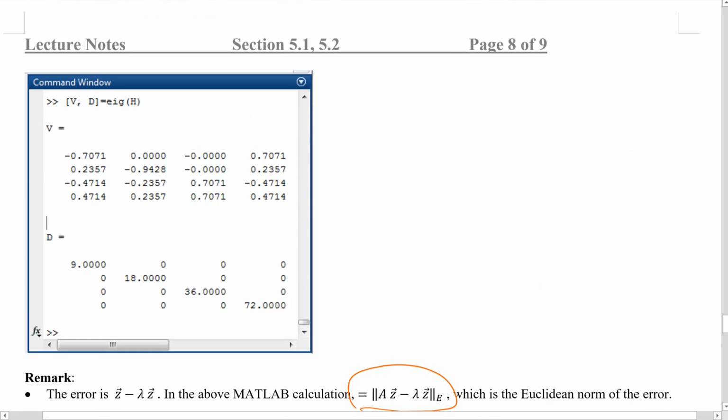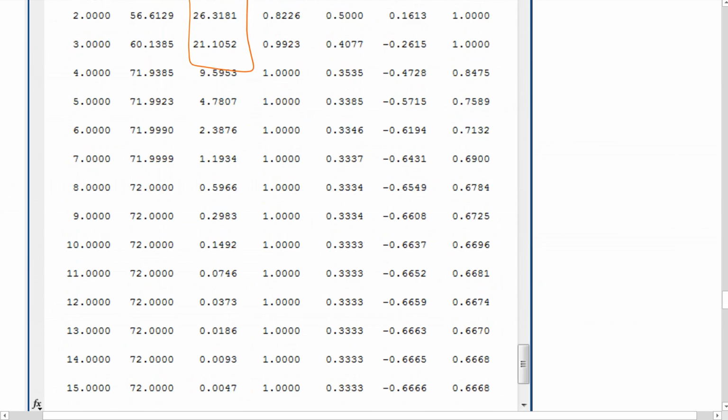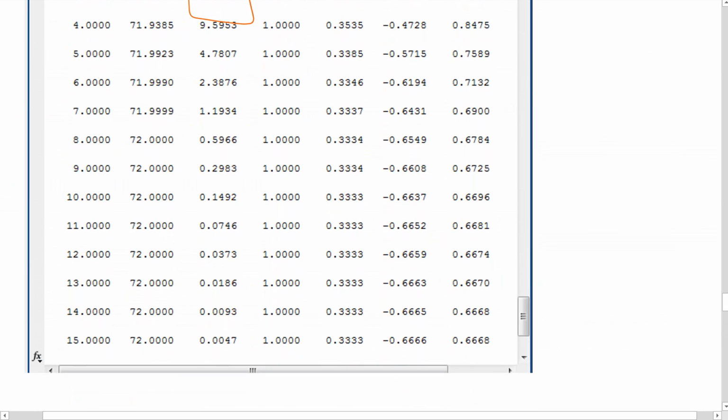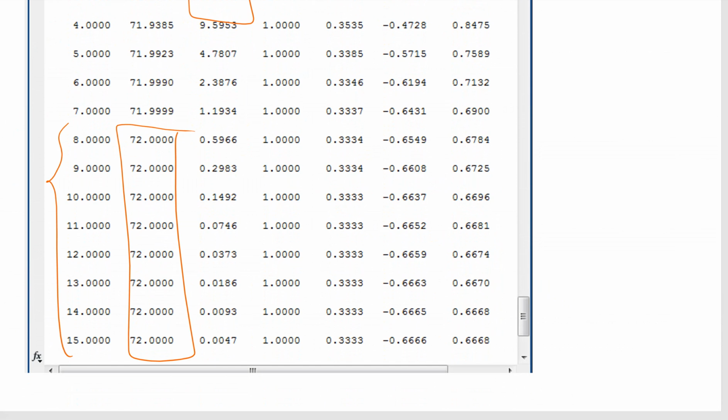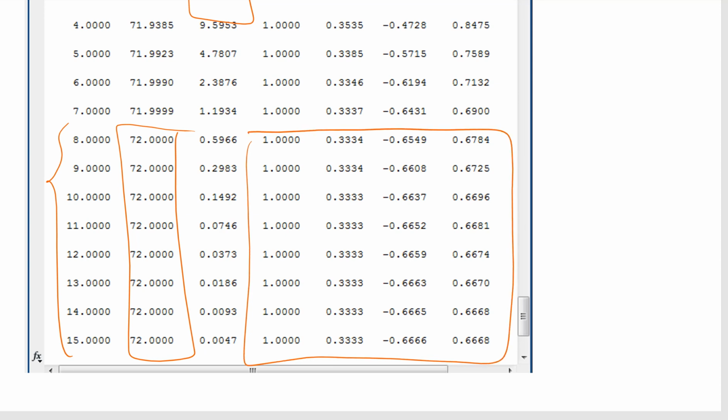If we just look at four decimal places, then you can see after step 8, our eigenvalue is 72.0000. But for our eigenvectors, it takes more time to compute the more accurate eigenvectors. So far, so good, everybody? So this is what we mean by saying the eigenvalue is found more quickly than the eigenvectors.